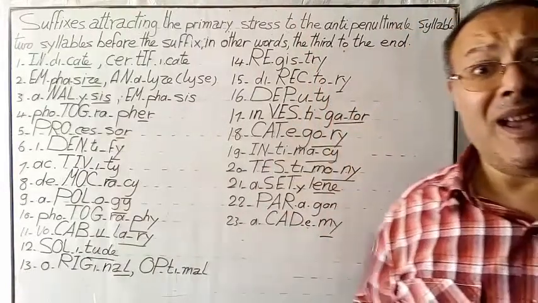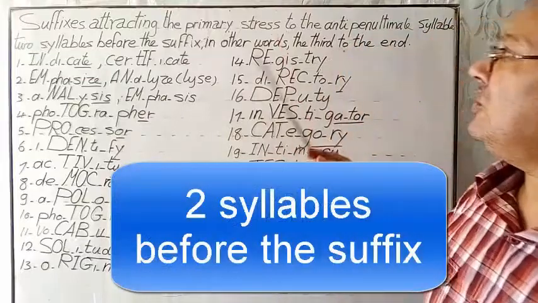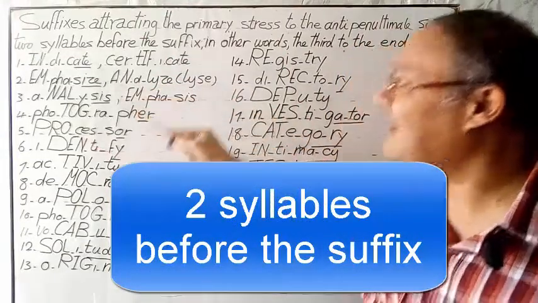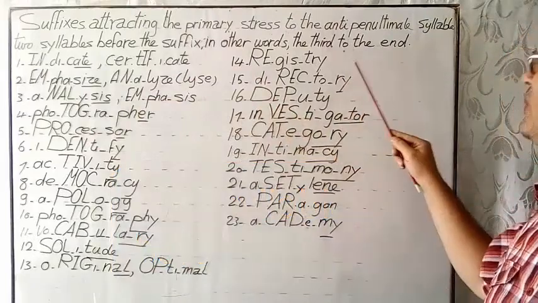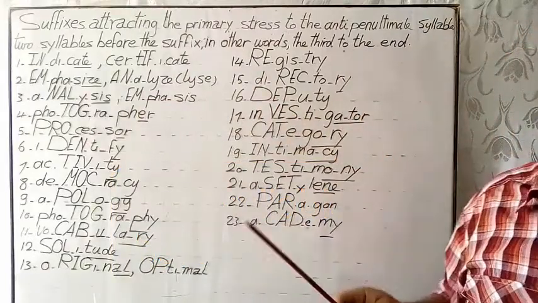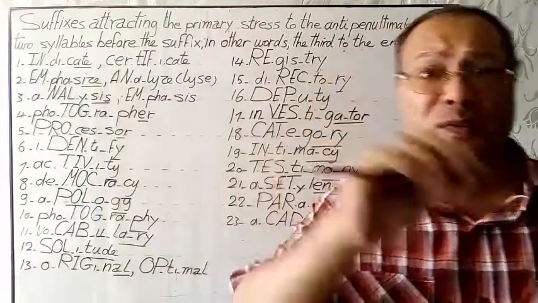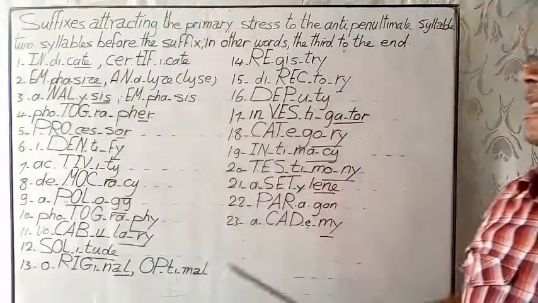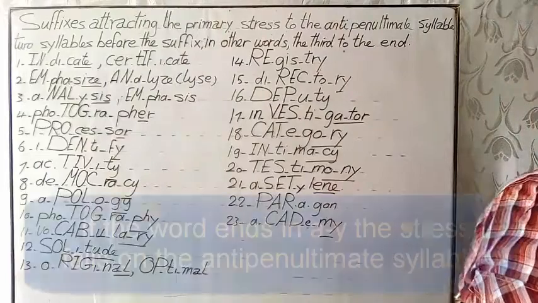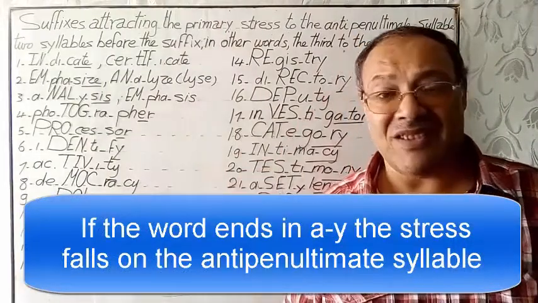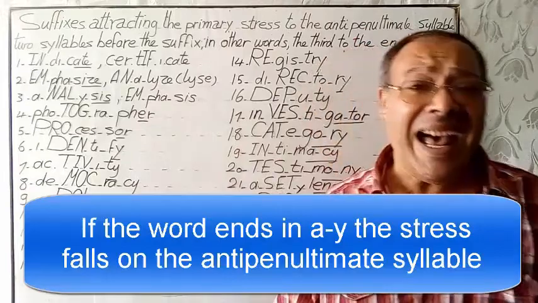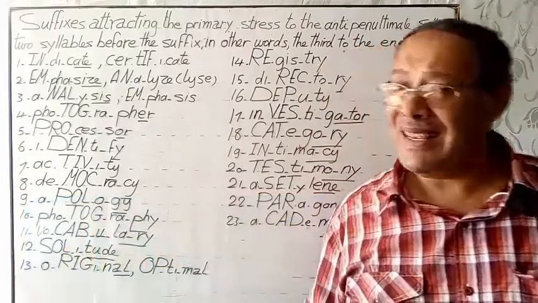So generally speaking, anti-penultimate syllable means two syllables before the suffix, or the third from the end. Also, generally speaking, when a word ends in -y, the anti-penultimate syllable is stressed.